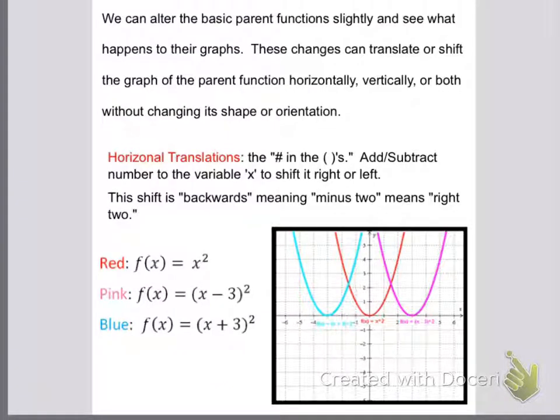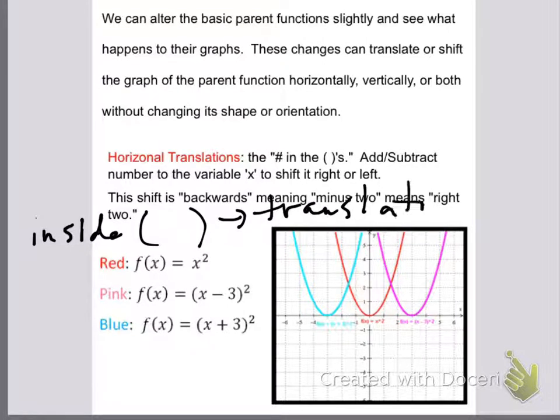Okay, we've done this before, guys. I'm not going to try to make this any harder than it is. We've done translations before, okay? So inside the parentheses is translation, okay? So x minus 3 is 3 to the right, plus 3 is 3 to the left, okay?